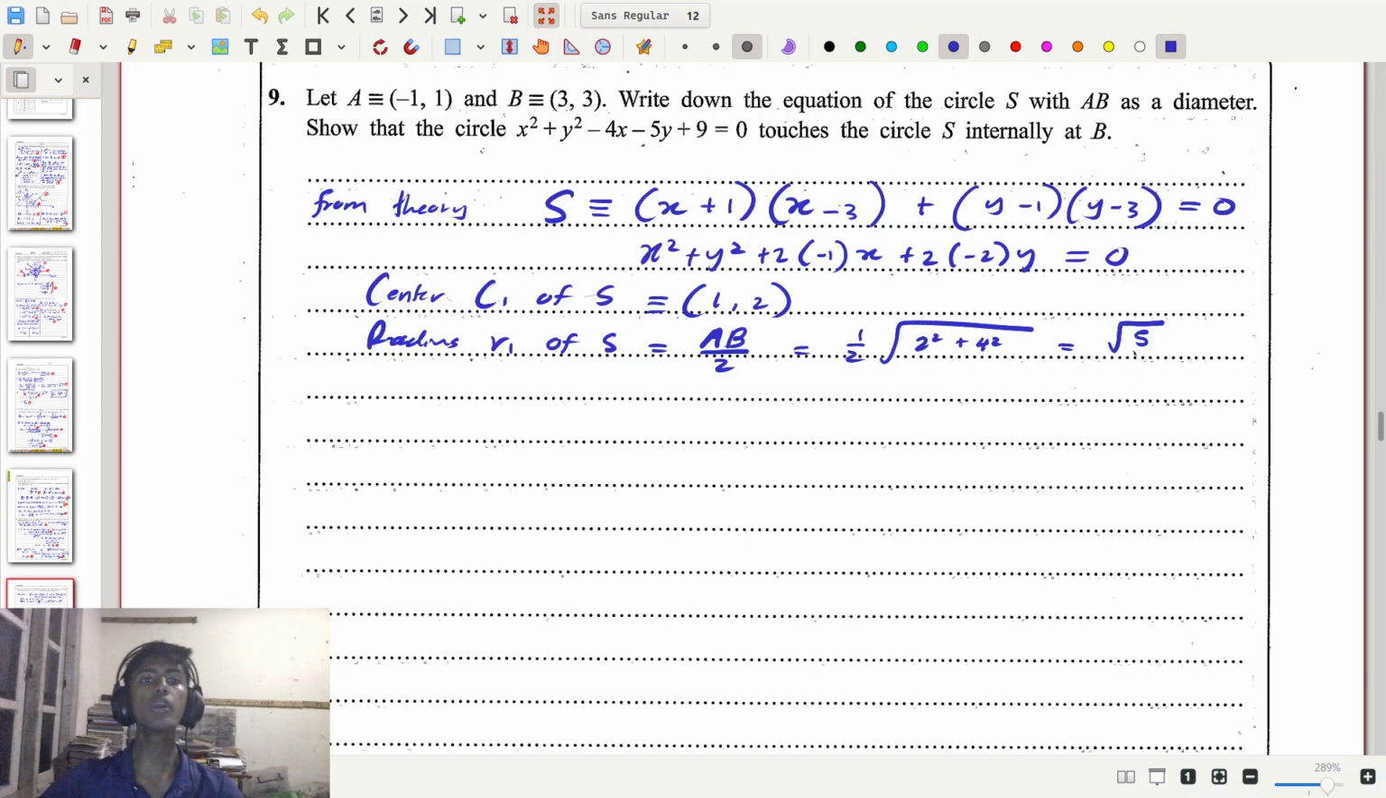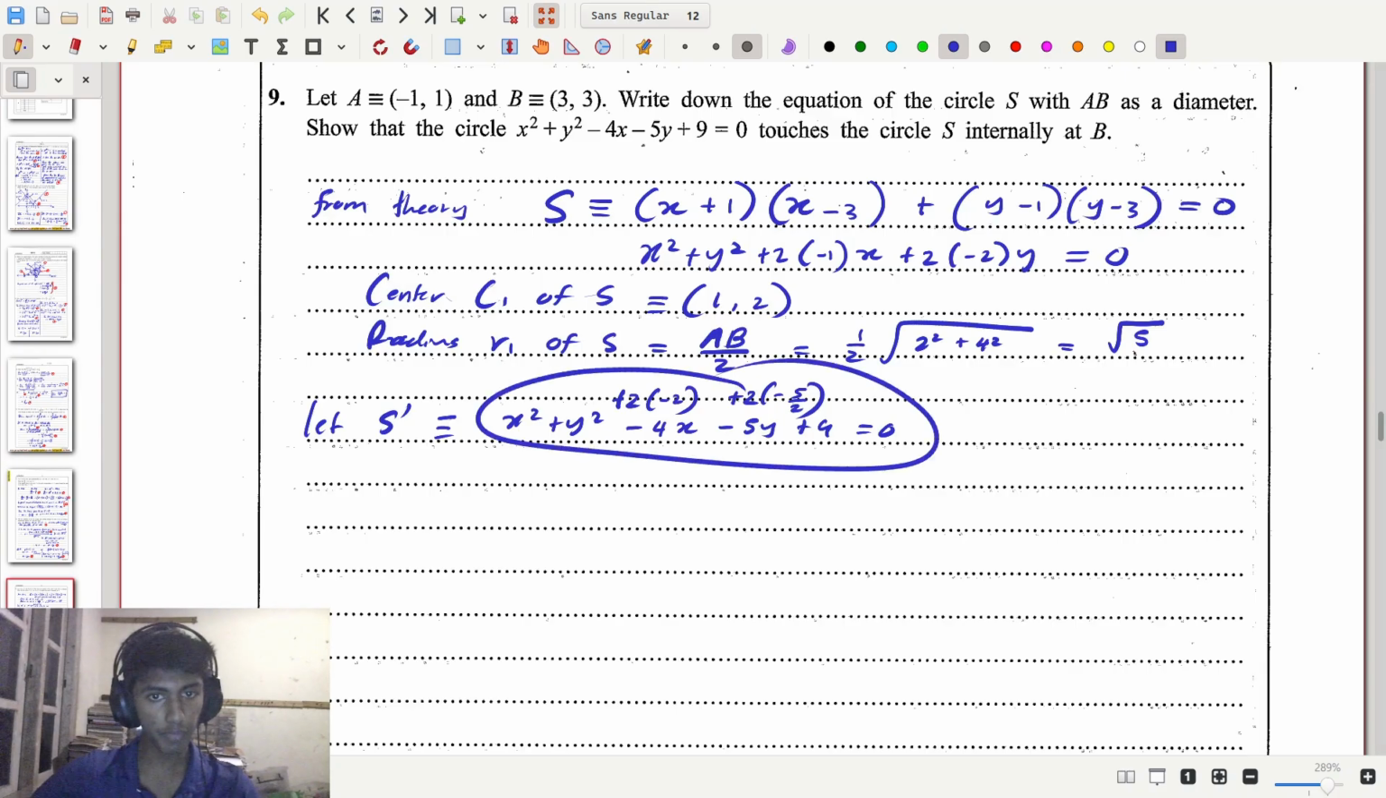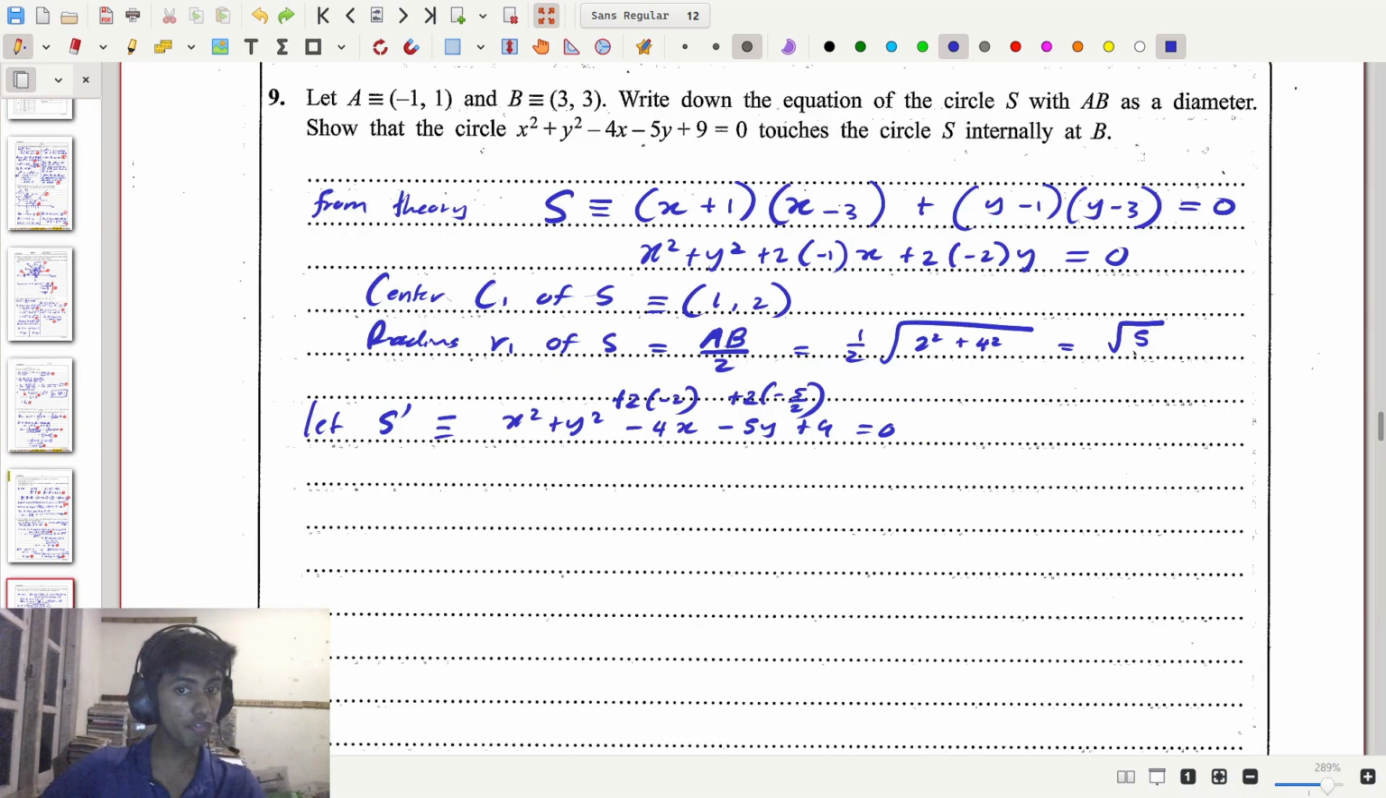Now similarly, we also need to consider the other circle, which is this circle right here, which I'm going to call S dash. So I'm going to say, let S dash be given by the equation x squared plus y squared minus 4x minus 5y plus 9 equals 0. Now according to this, we can see minus 4 is of the form plus 2 times minus 2, and similarly minus 5 is of the form plus 2 times minus 5 over 2, and therefore in this circle, if we write it in the form x squared plus y squared plus 2fx plus 2gy plus c, we can see our f is going to be equal to minus 2, and our g is going to be equal to minus 5 over 2.